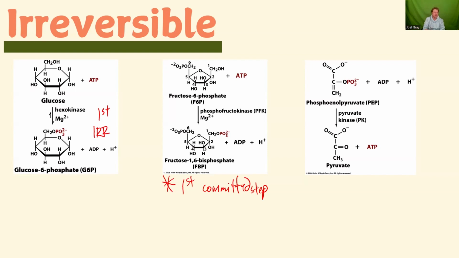Now, glucose 6-phosphate. Why is this an irreversible step, but not the first committed step? Well, it's an irreversible step because the energetics of going from glucose 6-phosphate to glucose simply is not favorable. Now, why is it not the first committed step? Well, it's not the first committed step because glucose 6-phosphate can go in any number of different directions. Our first committed step is fructose 6-phosphate going to fructose 1,6-bisphosphate.